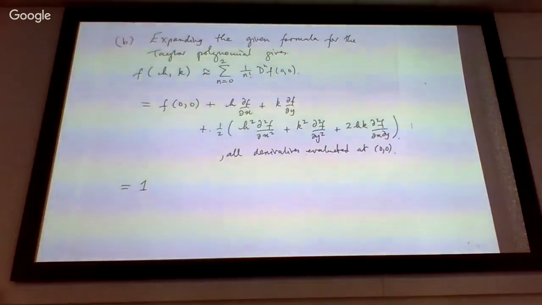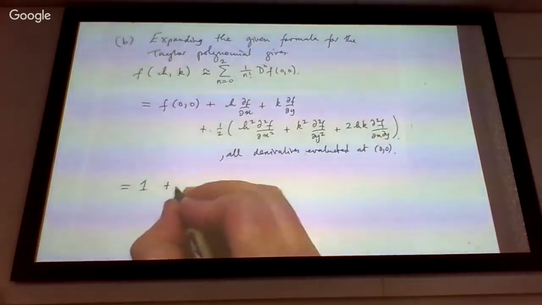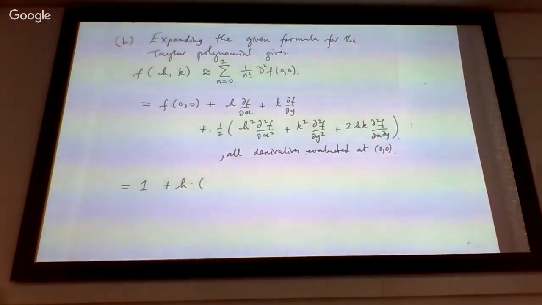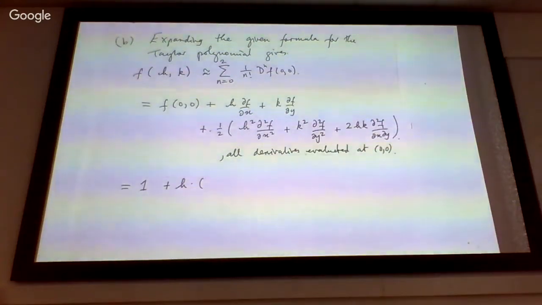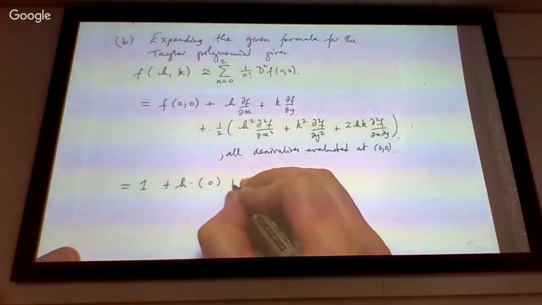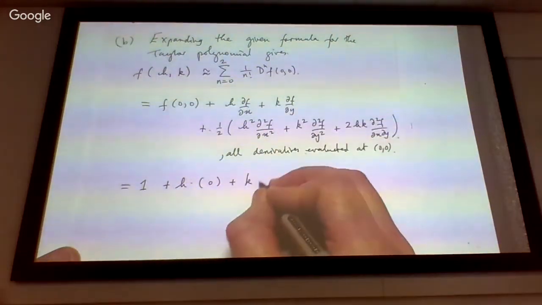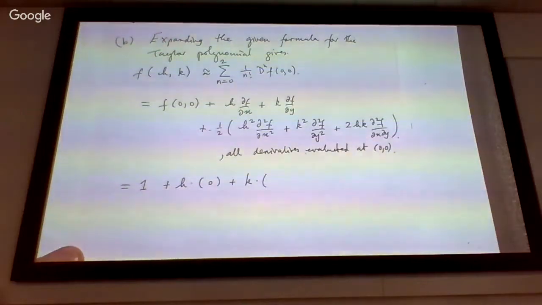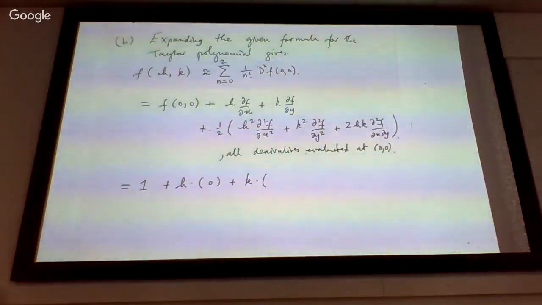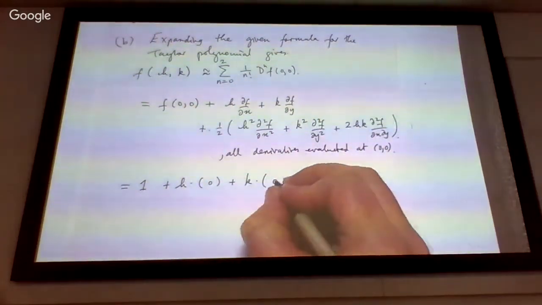h times df dx. So let's write all these in. Well, df dx is minus the sine of x plus y squared. So df dx evaluated at the origin is sine of 0, so that's 0. And you've got k times df dy. Df dy is sine of x plus y squared times 2y. Evaluate that at the origin. Well, it's got a factor of y in it, so it has to be 0.